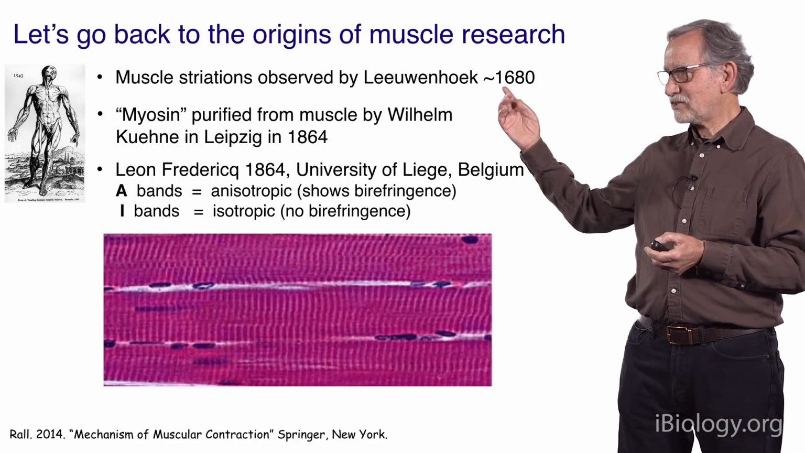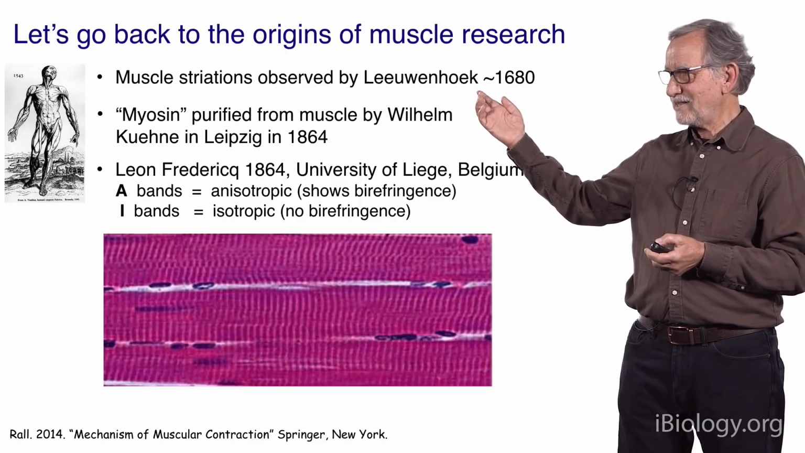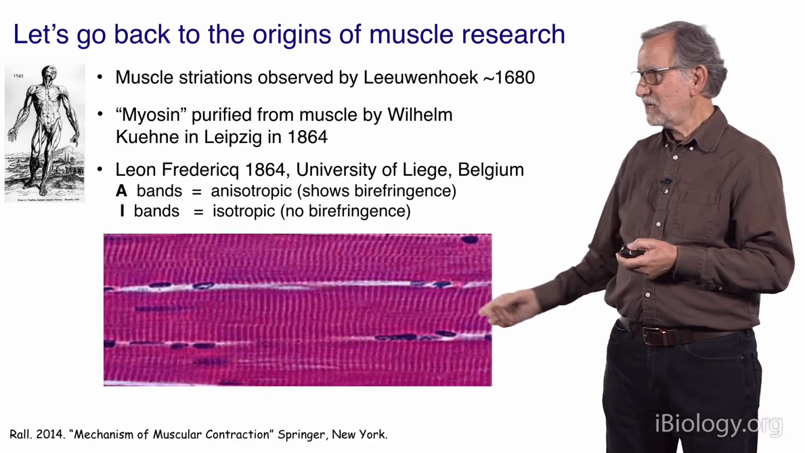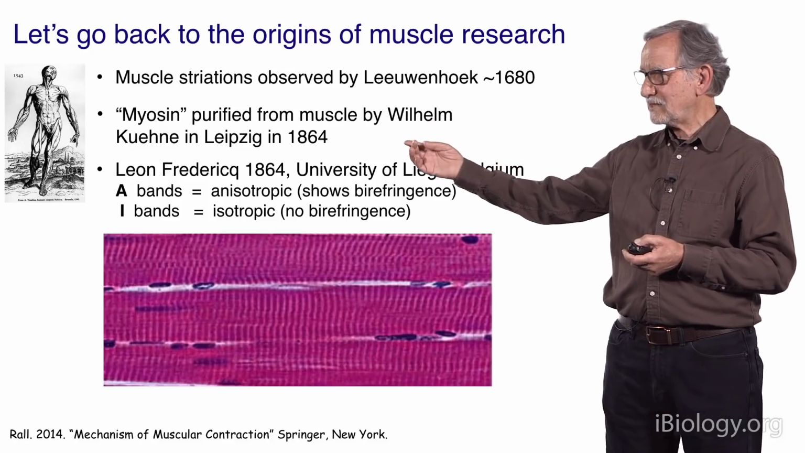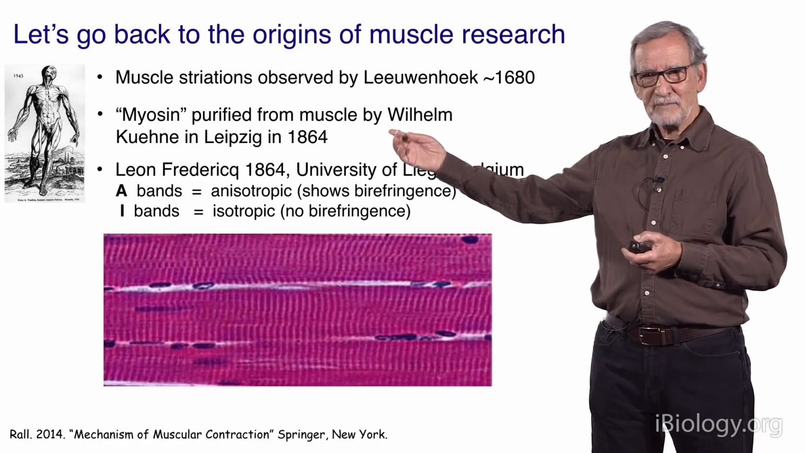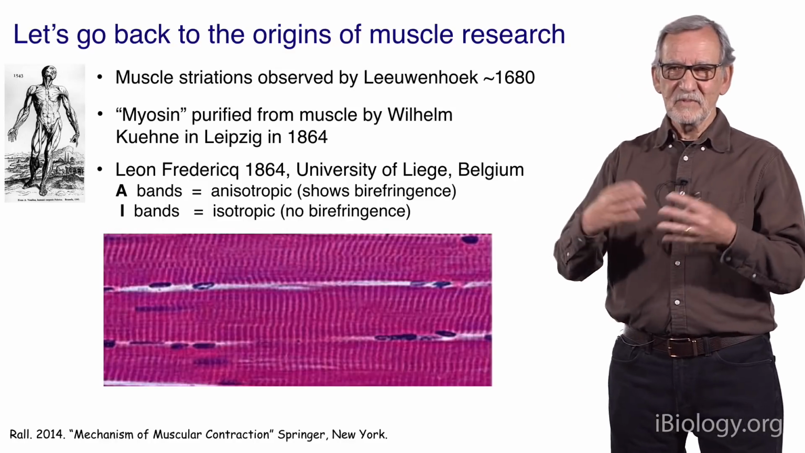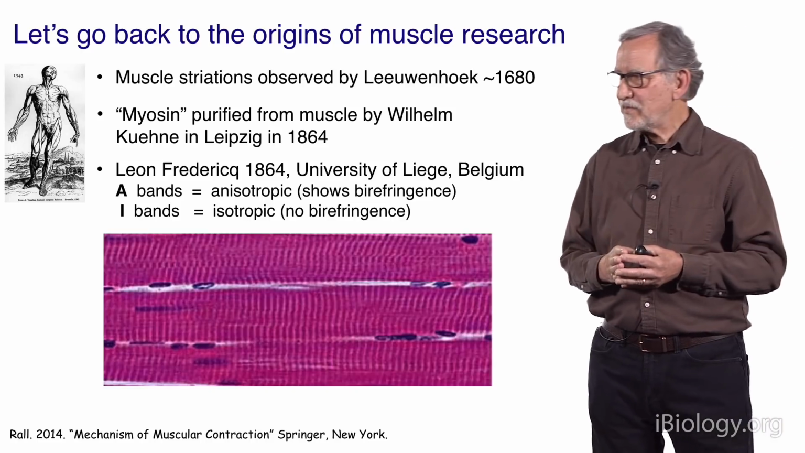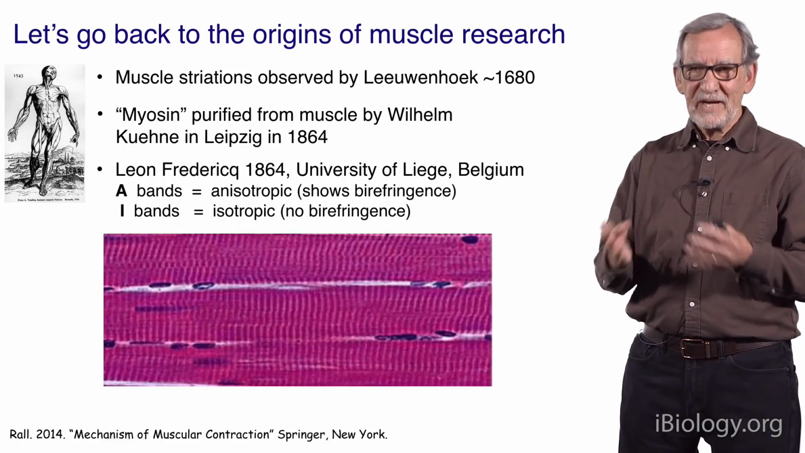Well, we could start in the 17th century when Leeuwenhoek designed the light microscope and first observed these striated patterns. But I'm going to really start in the 19th century when in 1864, Wilhelm Kuhne in Leipzig, Germany, ground up muscle, got out some gooey material, which was the main proteinaceous component of the muscle. And since muscle is myo, he named this material myosin.